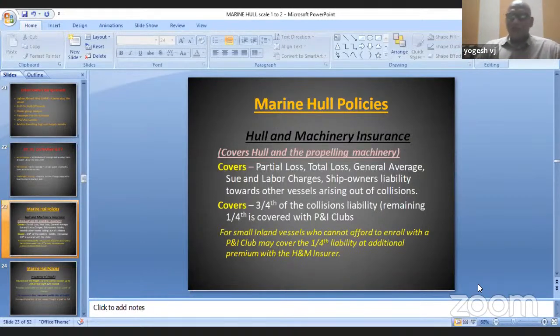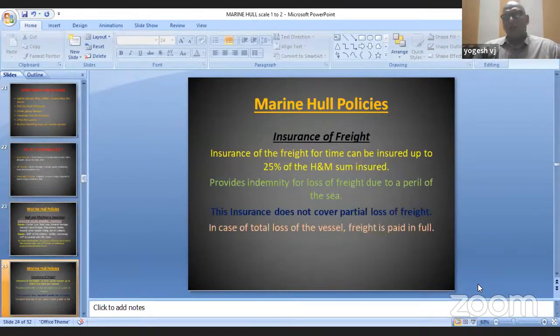Now, here it is written, see, covers 3/4 of the collision liability. The remaining 1/4 is covered in P&I claims. Now, small inland vessels who cannot afford to enroll with a P&I club may cover the 1/4 collision liability at additional premium with hull and machinery insurance. If it is a small ship, say this person has only one ship, and he wants to cover, he knows that his 75% of collision liability will be covered. What if he wants to cover the remaining 1/4 liability also? He does not have the money to enroll with the P&I club. So it is better to pay extra premium to the insurer itself. Okay. Insurance of freight: apart from hull and machinery, they can take insurance of freight.